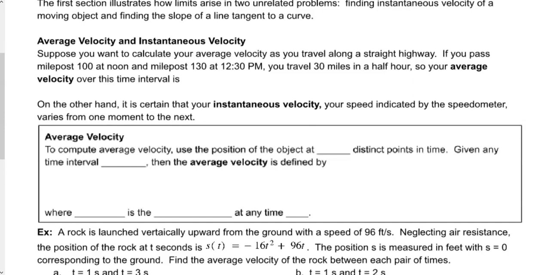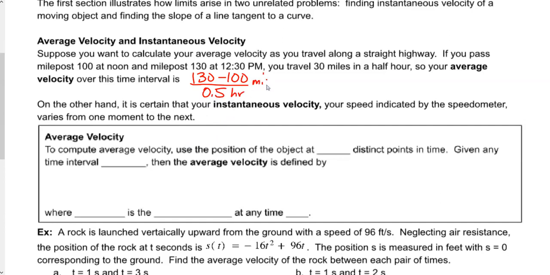Now, suppose you wanted to calculate your average velocity as you travel along a straight highway. If you pass milepost 100 at noon and milepost 130 at 12:30 p.m., you have traveled 30 miles in a half hour. So your average velocity over this time interval can be found by taking the 130 milepost minus the 100 milepost to calculate how many miles you drove, and take the 12:30 p.m. minus the noon, which tells us that we have half of an hour.